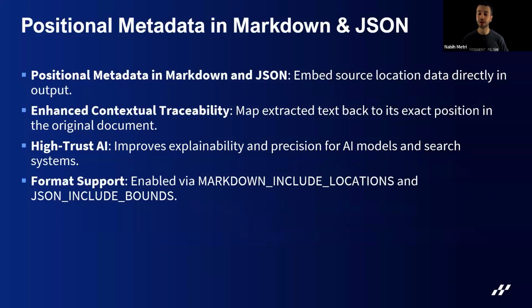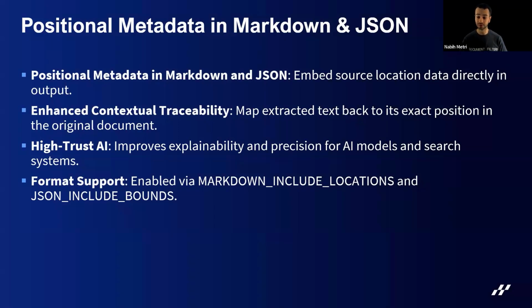So this release introduces positional metadata for Markdown and JSON outputs, allowing each piece of extracted content to be traced back to its original location in the document by page, line, and even bounding box. This is especially useful in AI pipelines, where traceability is key. For example, a document question and answer system can now point directly to where an answer came from in the source file, making the system's output more trustworthy and easier to verify.